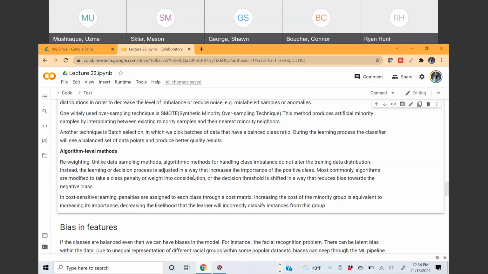Instead, the learning of the decision process is adjusted in a way that increases the importance of the class that was less in number. There is another class of algorithm that actually puts a penalty on the majority class sometimes. So it's either you add a weight to the minority class or you add a penalty to the majority class. A lot of algorithms can change the likelihood, or add some weight to the likelihood, of picking the minority class more than the majority class.